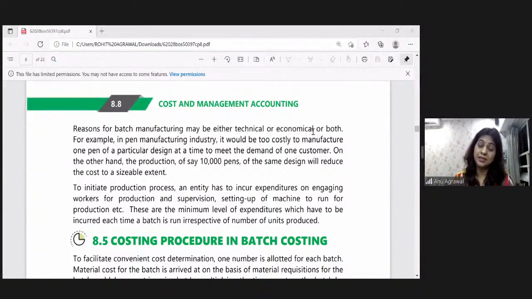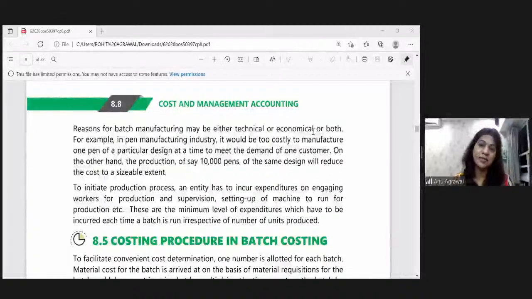But now this brings in another question. What is the optimum batch size? What should be the optimum batch size in which I should produce so that the setup cost and the carrying cost of my goods are optimum?